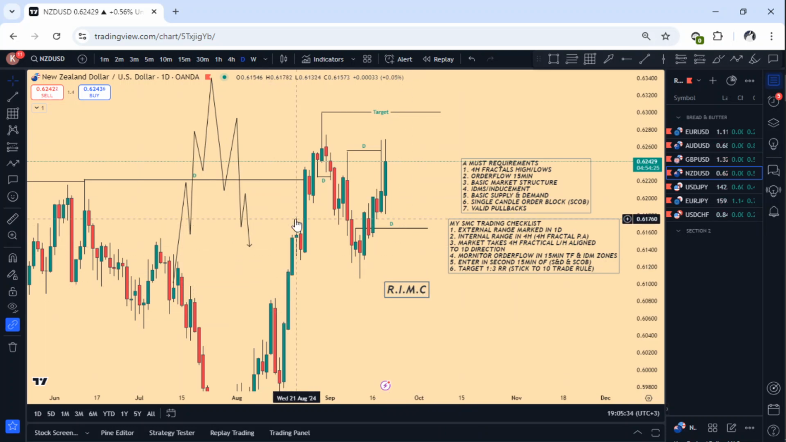So again, we have a range, then we initiate. And then again we try to mitigate, but eventually we just start forming range again, then we initiate, then we mitigate, then we initiate. So again we come back here, we mitigate, but we fail to. That is why I don't like trading mitigation.